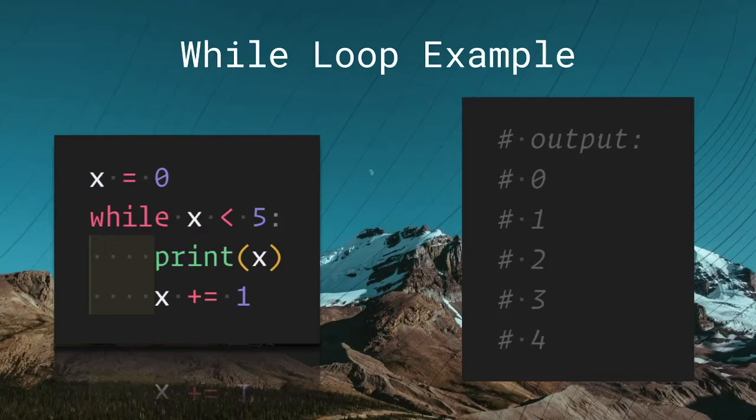X is now 1, which is still less than 5, so back into the loop we go, and repeat these steps until x is no longer less than 5. So, in the output on the right, you can see that we go through this loop 5 times. The first time, x is 0. The second time, x is 1, then x is 2, then x is 3, and x is 4. Once x becomes 5 and it checks the condition, 5 is less than 5, that's false, and so it breaks out of the loop.